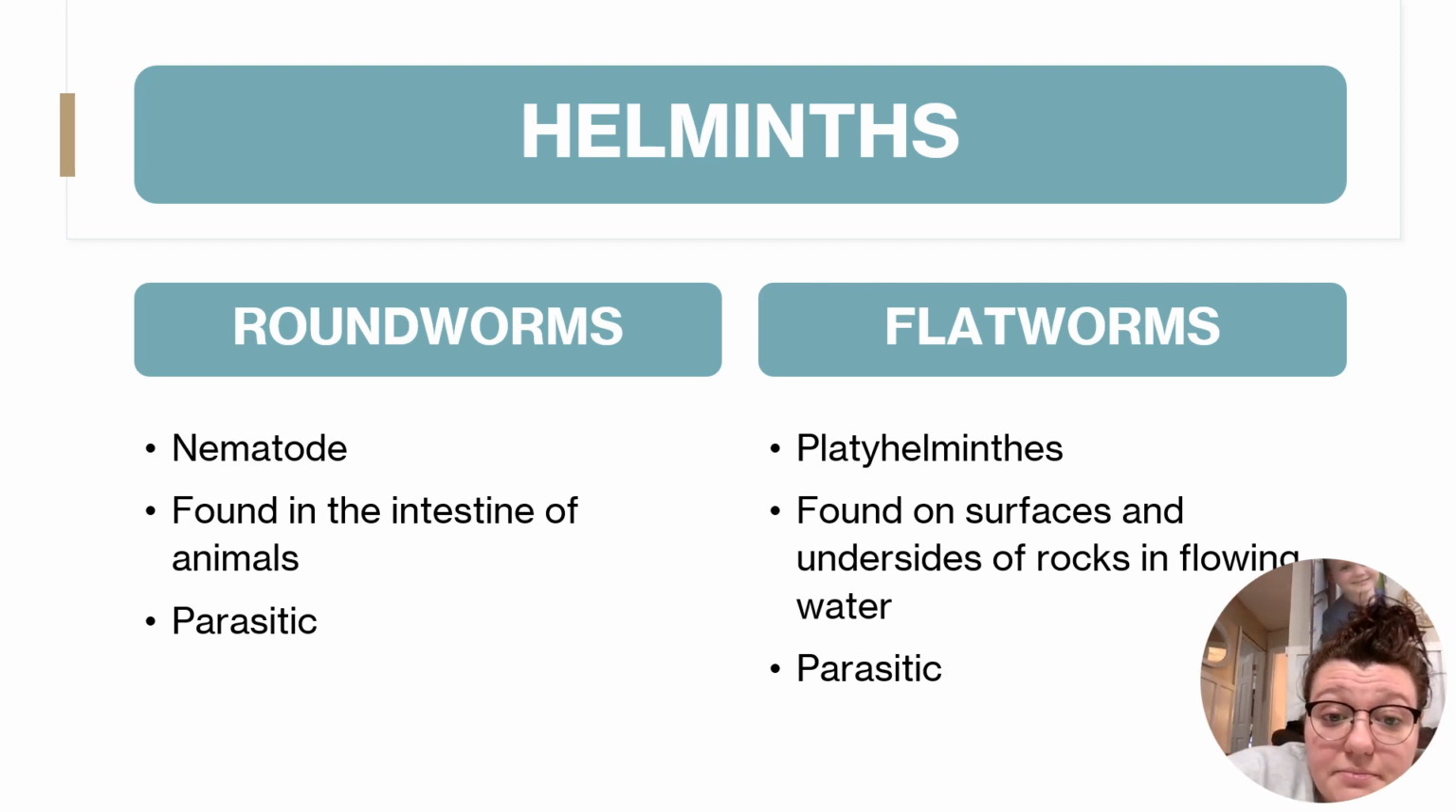Flatworms are called platyhelminths. They're found on surfaces and undersides of rocks and flowing water, and they're parasitic. And tapeworm is part of this, which we know is not good for you. A tapeworm can kill you. So, helminths are worms, and I know for one, I don't like worms.